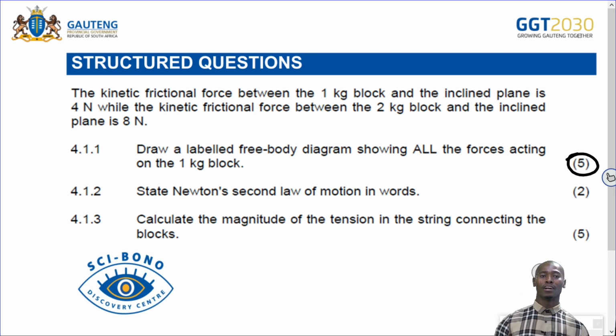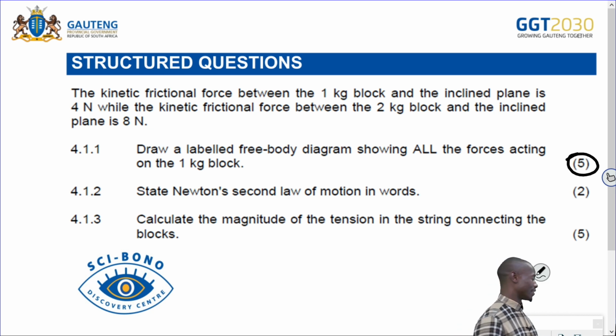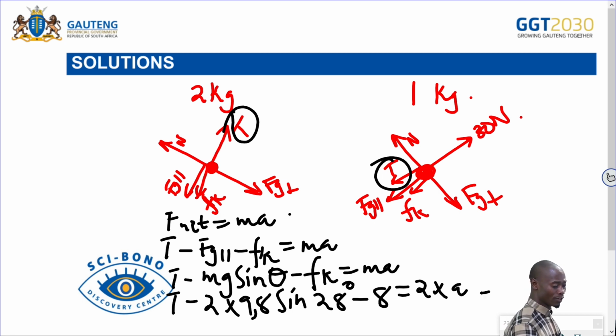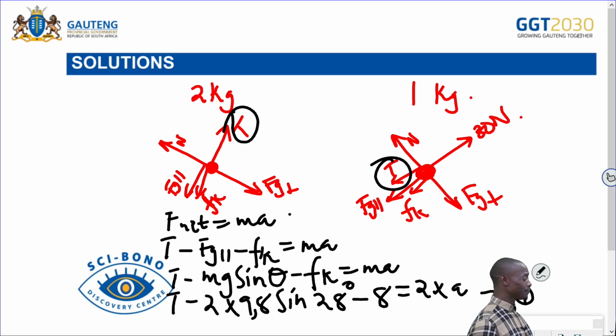But between the 2 kilogram block and the incline is what? Is 8. So we are dealing with the 2 kilogram. So it will be what here? 8 equals to what? The mass of this one is 2. You multiply that by A. So this is my equation number 1. All right. So you're done with your 2 kilogram.